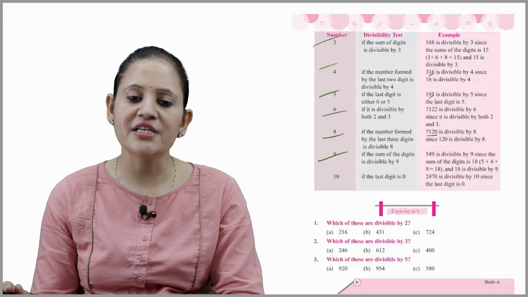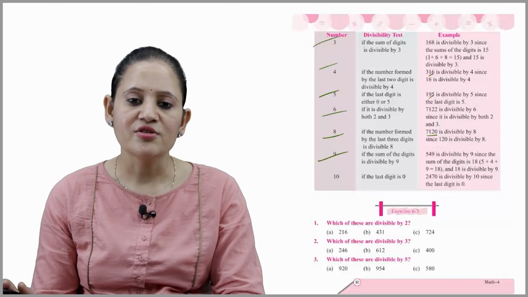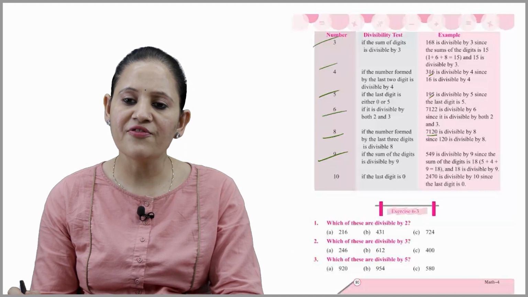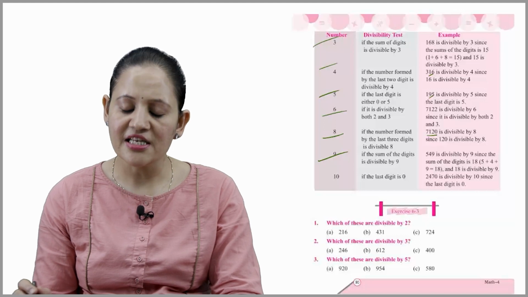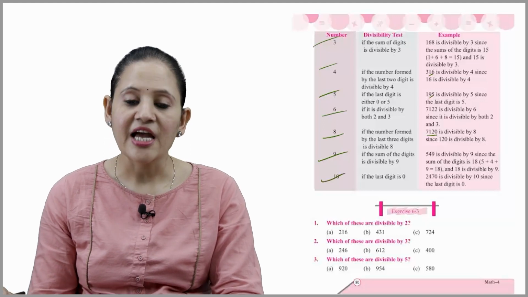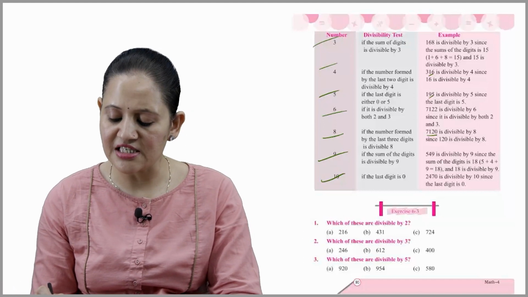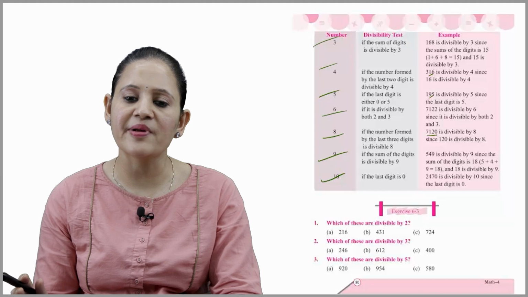Next is number 9. If the sum of the digits is divisible by 9, the number will be divisible by 9. For 549, the sum is 5 plus 4 plus 9, that is 18, and 18 is divisible by 9. Next is number 10. If the last digit is 0, like 2470, the last digit is 0, that means the given number is divisible by 10.